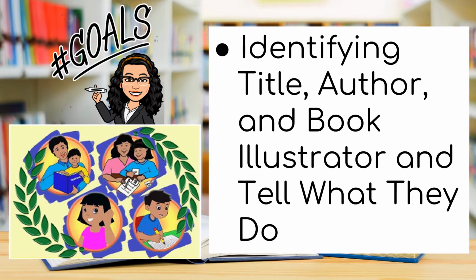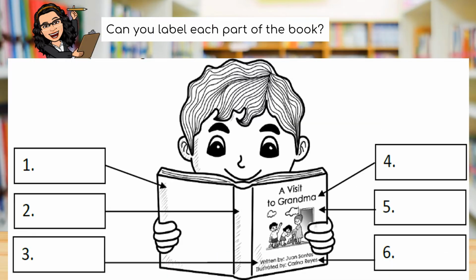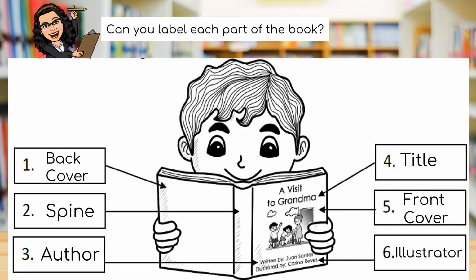Our next topic is identifying title, author, and book illustrator and tell what they do. Can you label each part of the book? These are the correct answers. Number 1, back cover. Number 2, spine. Number 3, author. Number 4, title. Number 5, front cover. And number 6, illustrator.